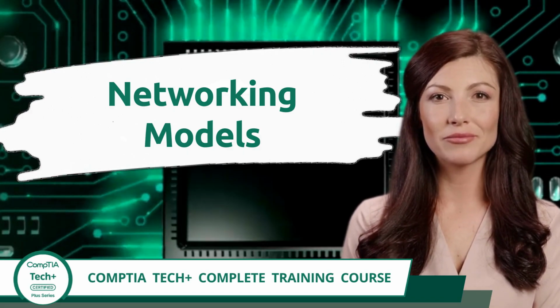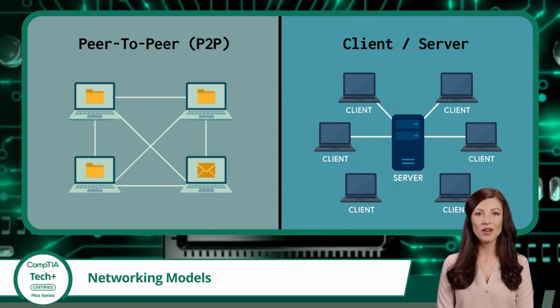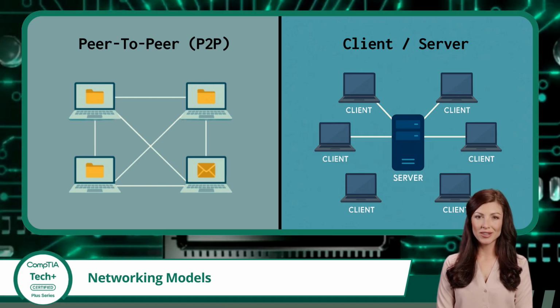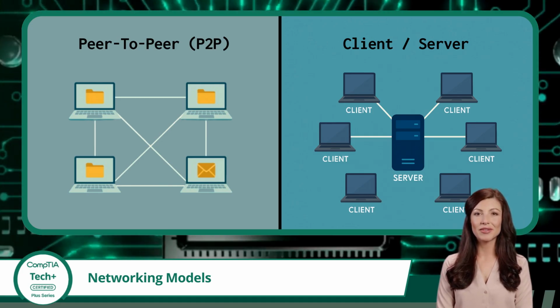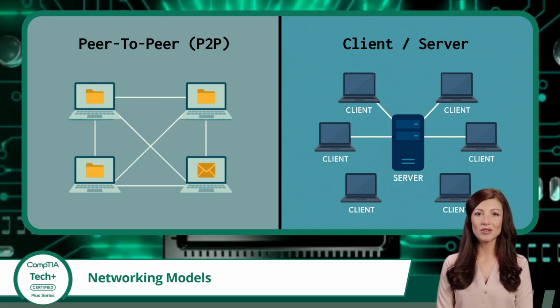Networking Models. When devices talk to each other on a network, they don't just send data randomly. They follow a specific structure called a networking model. This model acts like a set of rules governing data exchanges. It helps decide how computers share resources and how information moves between them. In simple terms, it answers the question, who provides what, and who gets what.